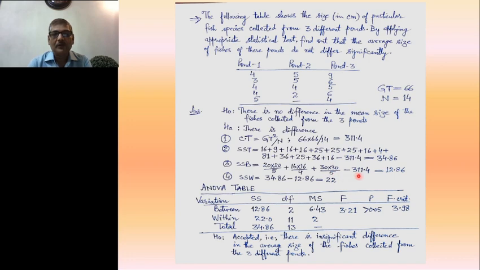From this, 311.4 will be subtracted because this is the correction term. So you get this value 12.86.